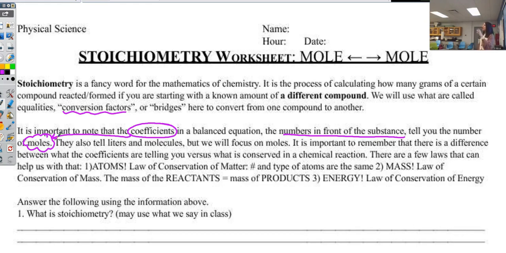So when you see those coefficients in a balanced equation, those numbers in front, they're basically telling you how many moles you need to react in order to produce a certain number of moles. And remember, the mole is just a number, just like the dozen, which we said is equal to how many? 12. The mole, anybody remember what number it is?